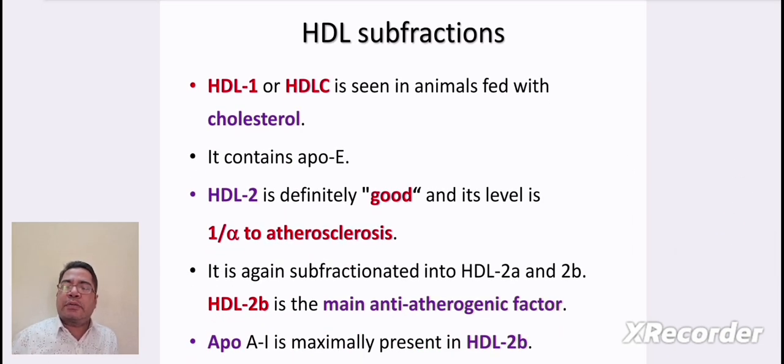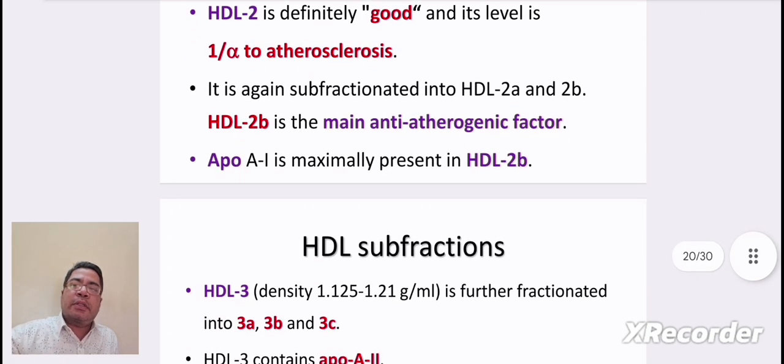Coming to HDL subfractions. HDL1 or HDLc is seen in animals fed with cholesterol. It contains ApoE. HDL2 is definitely good and its level is inversely proportional to atherosclerosis. It is again subfractionated into HDL2A and 2B, and HDL2B is the main anti-atherogenic factor. ApoA1 is maximally present in HDL2B.